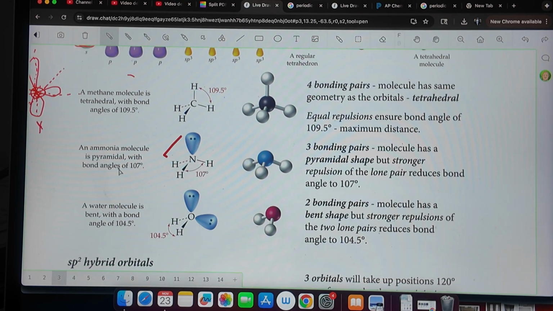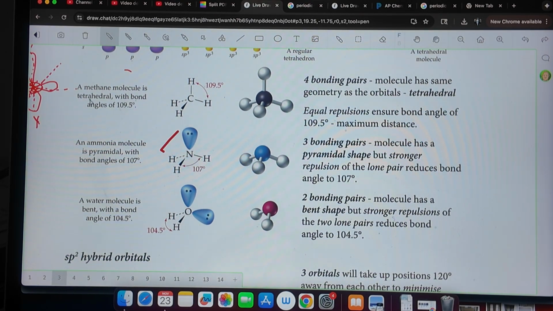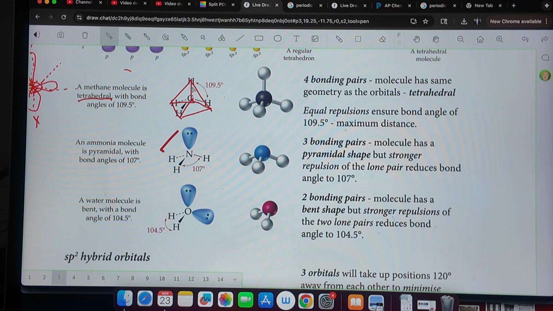Okay, so this is a methane molecule that is tetrahedral. Tetrahedral. So it's like a pyramid almost, you know? So if you have this, this, this, and this, right? If you connect it right here, what does it look like? It looks like a pyramid, right? And so it's just like that. It's just like the pyramids of Egypt, right?